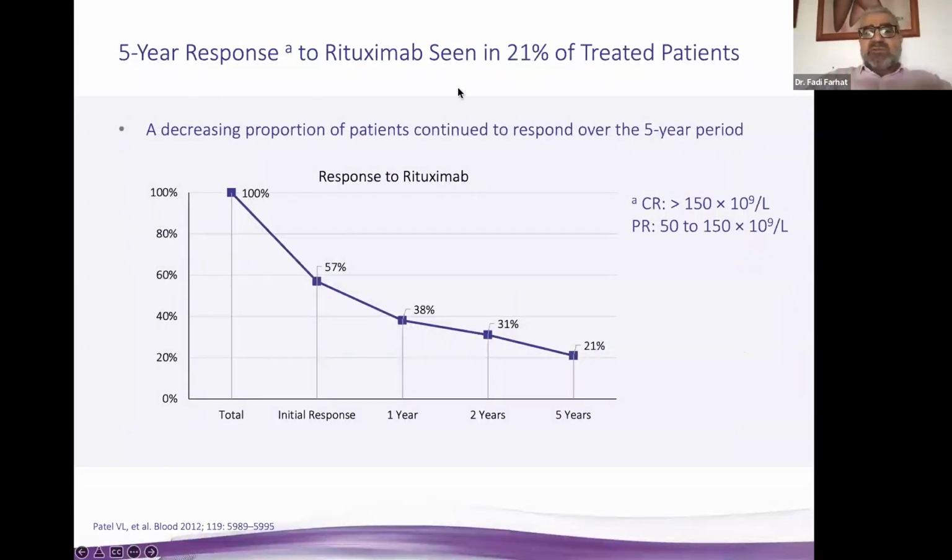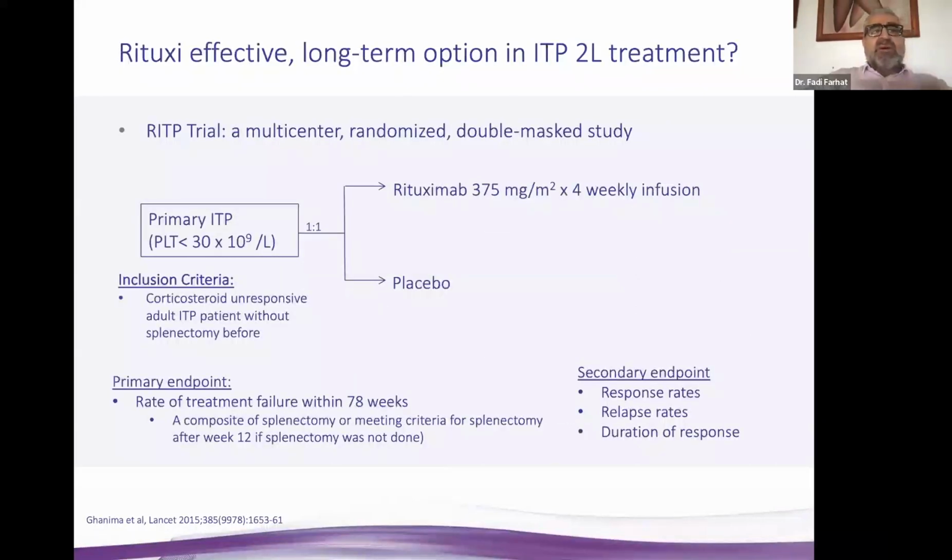And the 5-year response to Rituximab was seen in only 21%. So as you can see, for those who initially responded, with time this will drop. So you can have a transitory response to the Rituximab. And remember that it might be either a complete response, more than 150, or between 50 and 150,000 platelets. So is it really effective as a long-term option, as a second-line treatment?